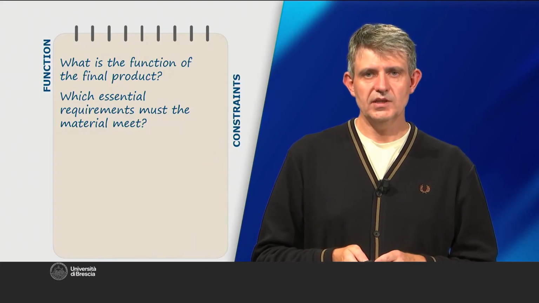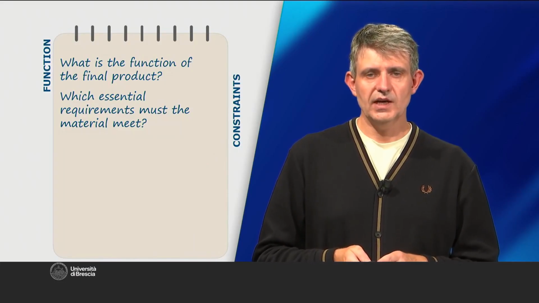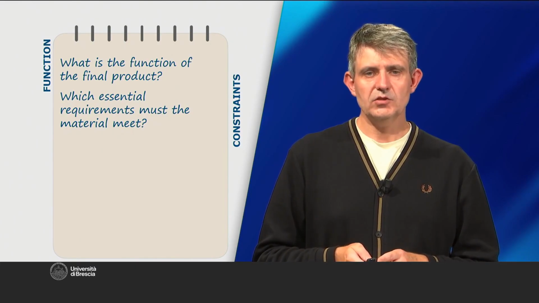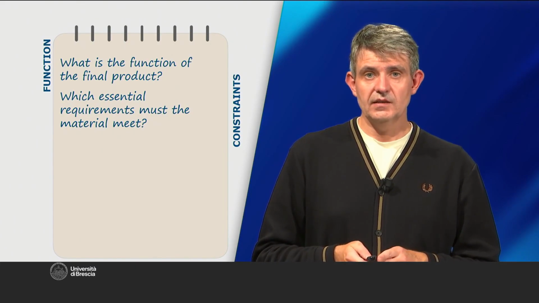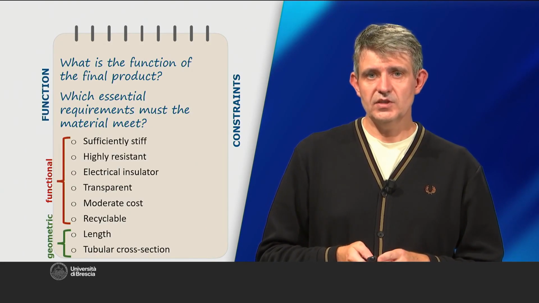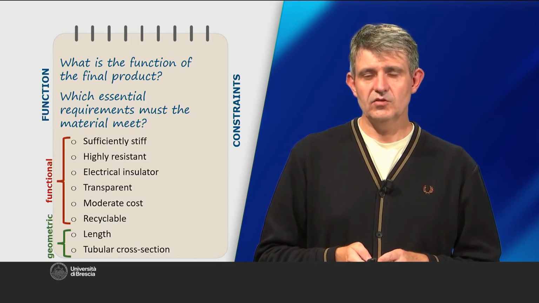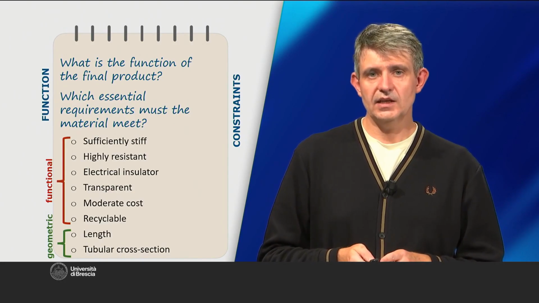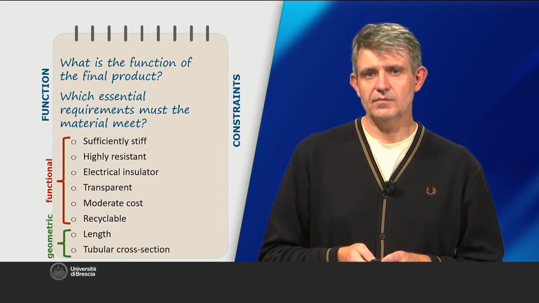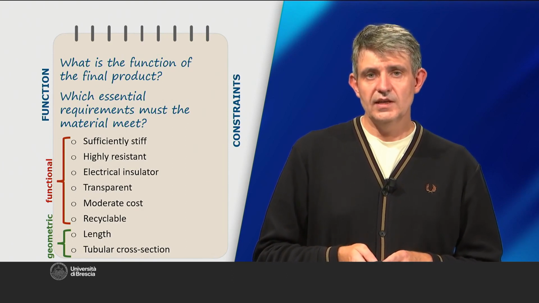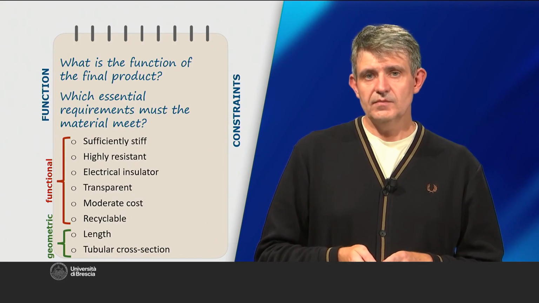Next, we'll need to specify the constraints of the project, so we answer the question, what conditions must the material meet? The answer can be multifaceted. It may concern characteristics of the material, such as its stiffness, strength, whether it acts as an insulator or a conductor, whether it is transparent or opaque, or features related to cost or recyclability. These types of constraints are called functional constraints.